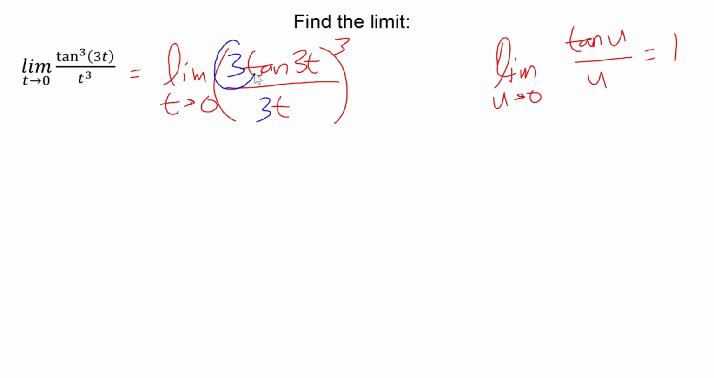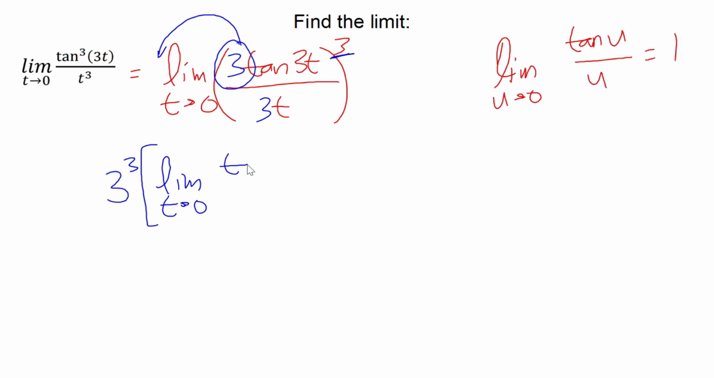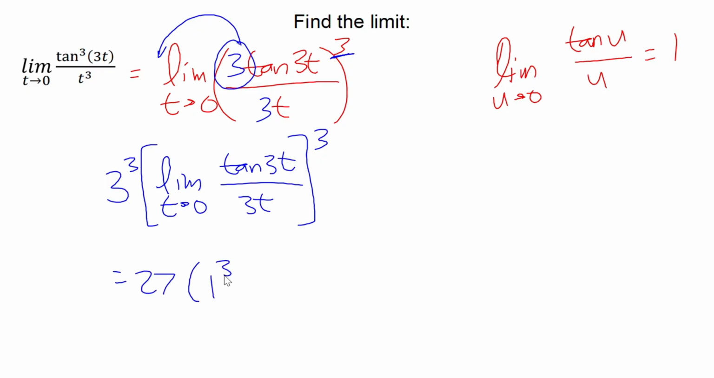But we do have to pull this constant of 3 out, remembering that as we do that, it's not just 3, it's 3 to the power of 3. So we have 3 cubed, now times, since everything in there is now being cubed, we'll pull that cubed outside the entire limit. So it's a limit as t approaches 0 of tangent 3t over 3t all being cubed. So 3 cubed is 27. So we end up with 27 times 1 cubed, which is, of course, just 27.